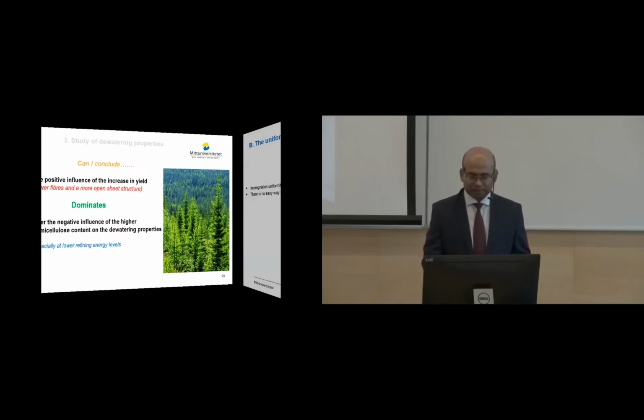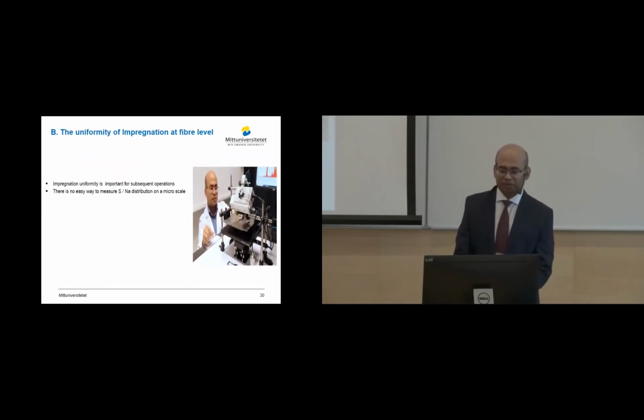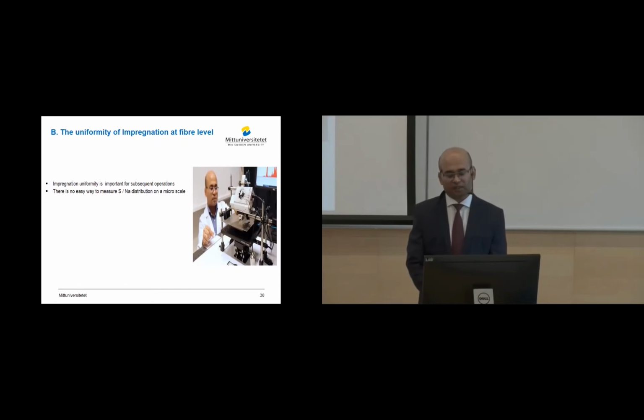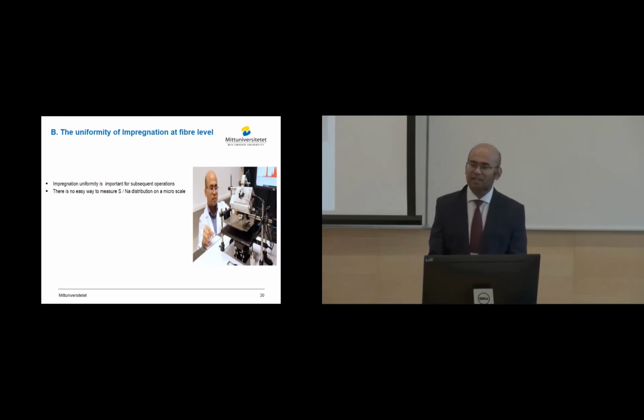Okay. Now a different chapter: the uniformity of impregnation at fiber level. The impregnation uniformity is important for subsequent operations, but there is a lack of measurement methods combining spatial resolution with reasonable sample preparation and measurement time. There is no easy way to measure sulfur and sodium distributions at a microscale level.